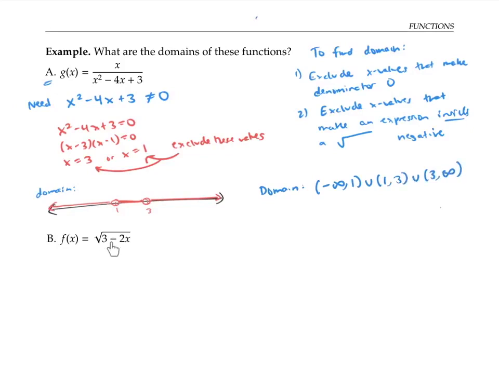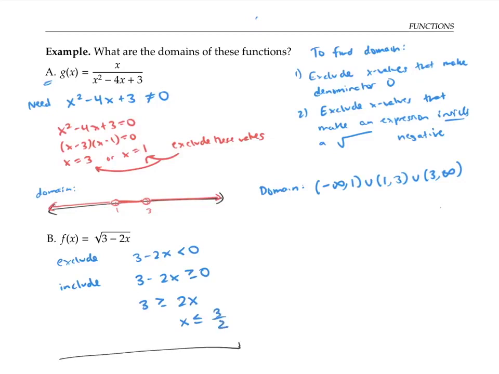In this second example, we don't have any denominators to worry about, but we do have a square root sign. So we need to exclude any x values that make 3 minus 2x less than 0. In other words, we can include all x values for which 3 minus 2x is greater than or equal to 0. Solving that inequality gives us 3 is greater than or equal to 2x. In other words, x is less than or equal to 3/2.